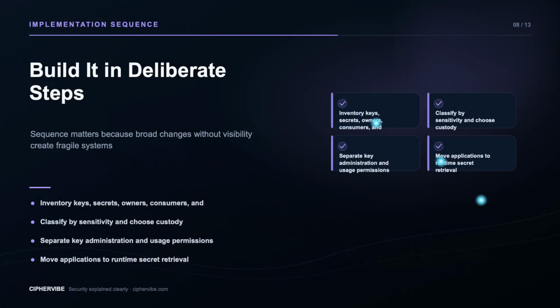Implement this layer in a sequence that preserves evidence and limits blast radius. First, inventory keys, secrets, owners, consumers, and storage locations. Second, classify by sensitivity and choose custody model. Third, separate key administration and usage permissions. Fourth, move applications to runtime secret retrieval. Fifth, automate rotation and test revocation and recovery. Prefer pilots with a named owner and rollback plan over an unmeasured organization-wide switch. The best rollout is one where a normal workflow succeeds, an unsafe path fails closed, and the team can explain the decision from logs rather than intuition.